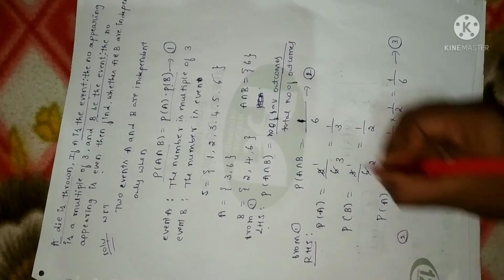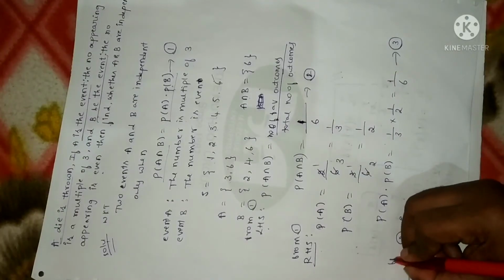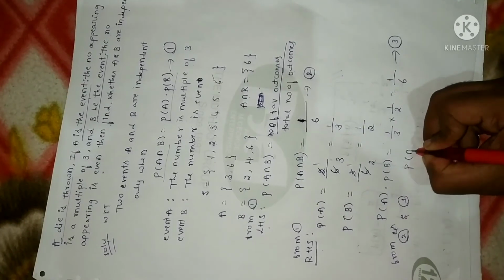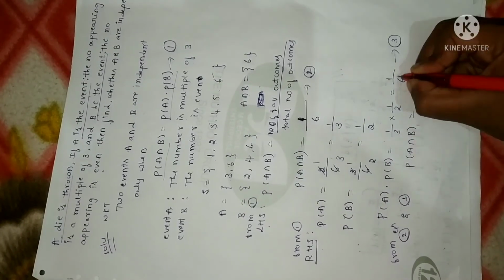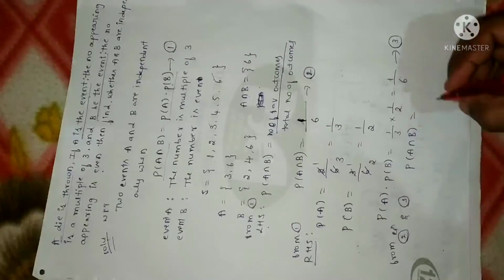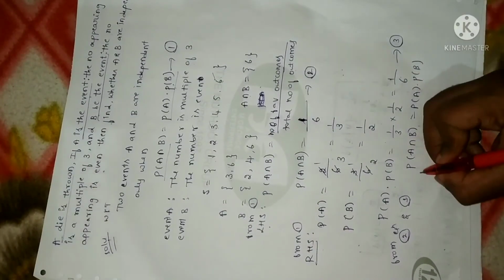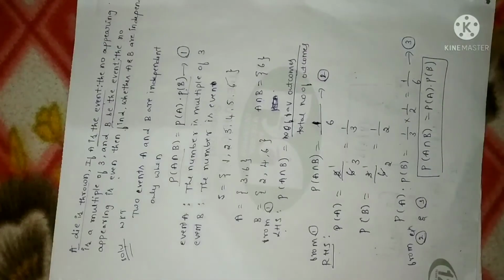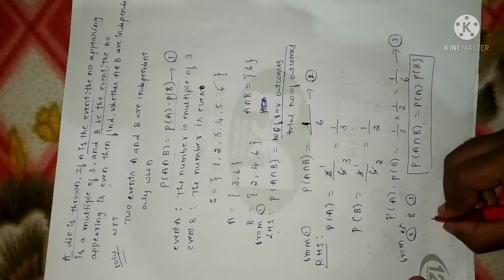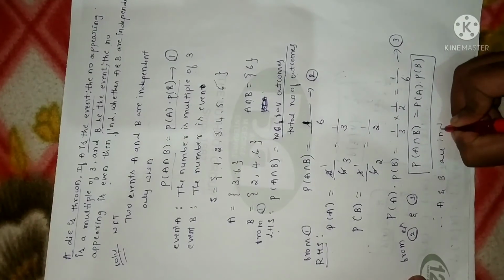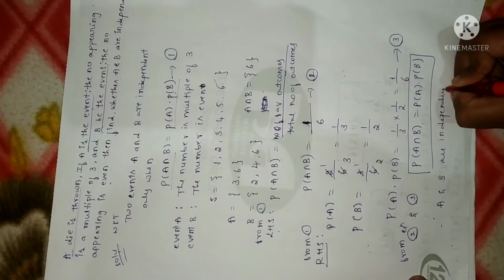Now compare equations 2 and 3. From equations 2 and 3, probability of A intersection B is equal to, why? Because the RHS are equal. So probability of A intersection B is equal to probability of A into probability of B. Therefore it is satisfying the condition of independent events. Therefore A and B are independent events.